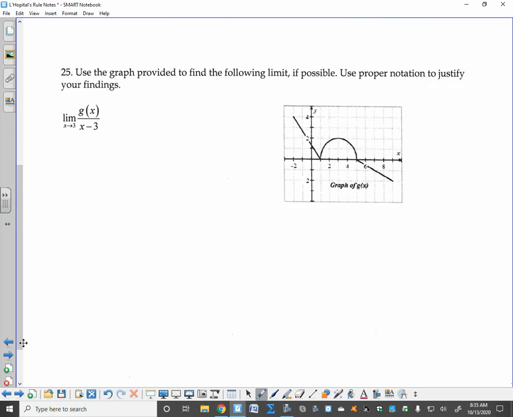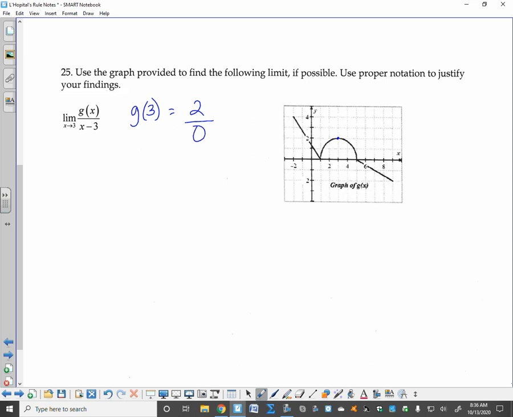Use the graph provided to find the following limit if possible. Use proper notation to justify your findings. Okay, all right, we'll use proper notation. Okay, so first I'm going to find g of 3. G of 3 means what is the value of g? It's a 2. So that's a 2. And then 3 minus 3 is 0.